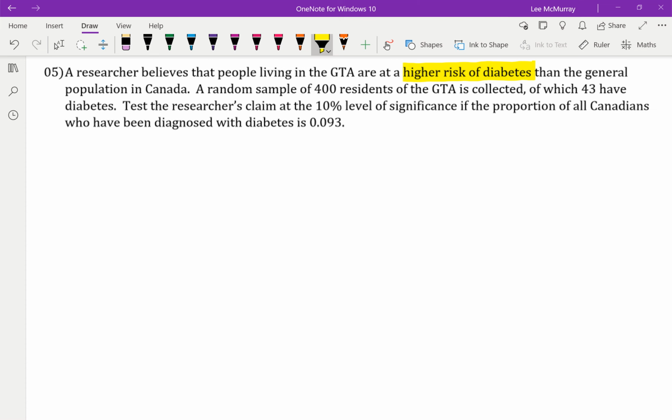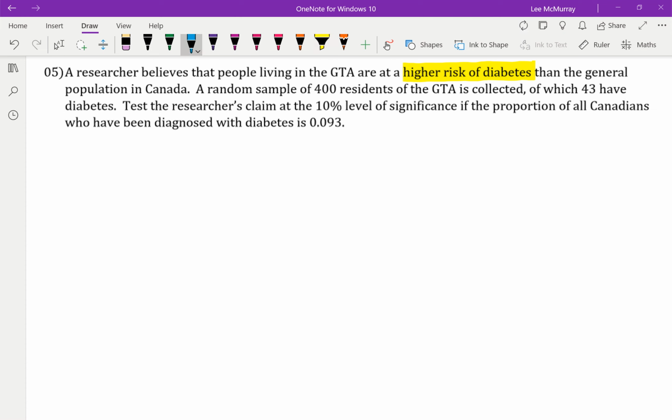So we go down to the claim, and it says test the researcher's claim at the 10% level of significance if the proportion of all Canadians who have been diagnosed with diabetes is 0.093. When we're trying to determine left tail, right tail, or two-tail test, right here it says the proportion is 0.093. If 9.3% is the cutoff, then anything above 9.3% would be considered a greater than risk, right?